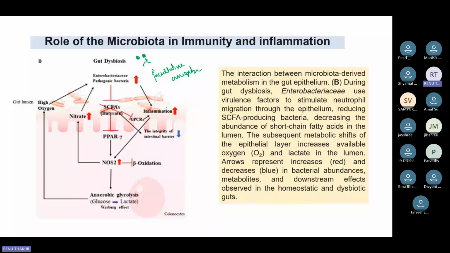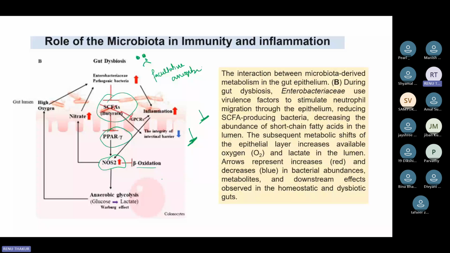synthesized, PPAR gamma will also not be synthesized, and then NOS, nitric oxide level will be increased. So this will inhibit what? This sign means inhibit. So this will inhibit beta oxidation, and then anaerobic glycolysis will start, and your glucose will be converted into lactate. That is known as the Warburg effect.